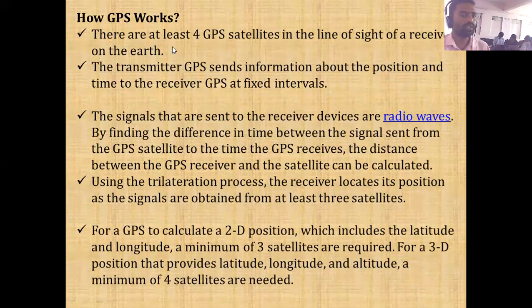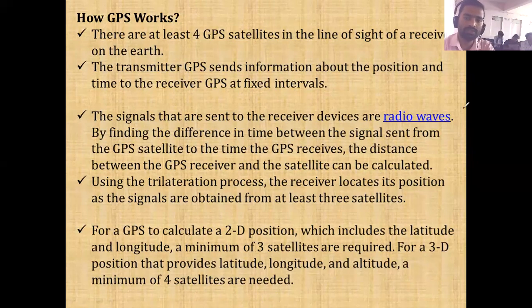Okay, so there are at least 4 GPS satellites in line of sight of the receiver on the Earth. The transmitter GPS sends the information about the position and the time to the receiver GPS at fixed intervals. What do intervals mean? Time. After every 10 seconds or every 5 seconds, the transmitter sends the information to the receiver. The signals that are sent to the receiver devices are radio waves. So this point is important.